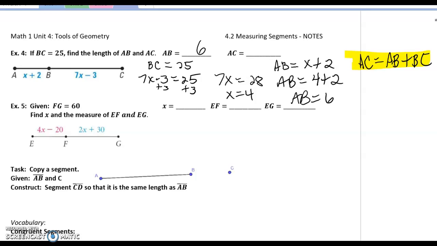Now we need to find the length of AC. By using segment addition postulate, we can say that AC is equal to AB plus BC. So we're going to write that down first, and then we're going to use a little substitution. Since we just figured out that AB is equal to 6, and we're given that BC is equal to 25, we substitute those in, and we get the length of AC to be 31.